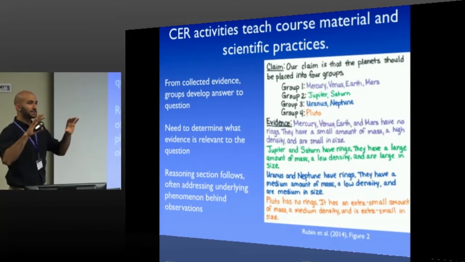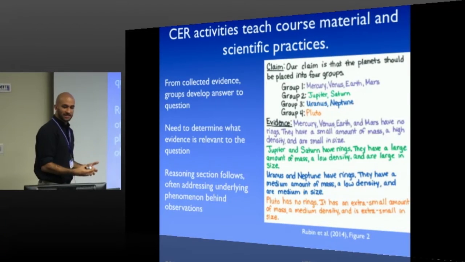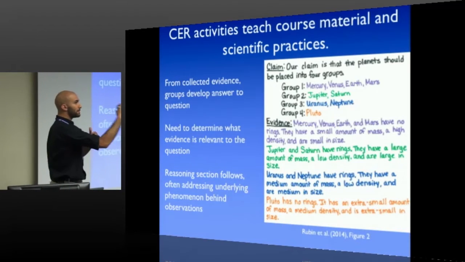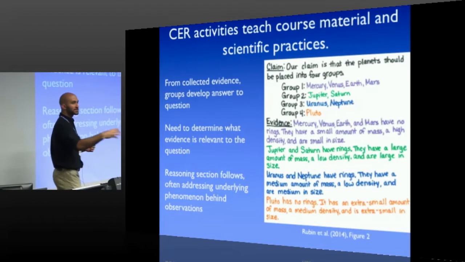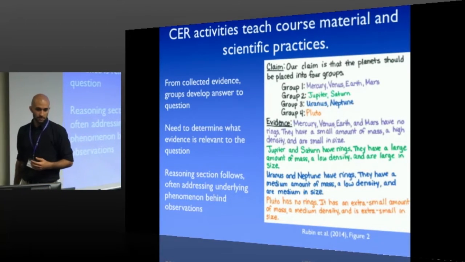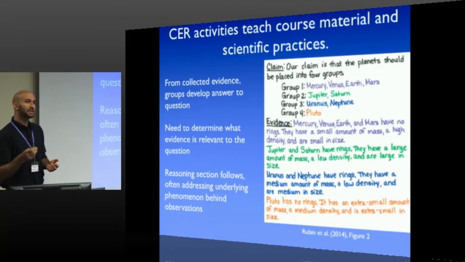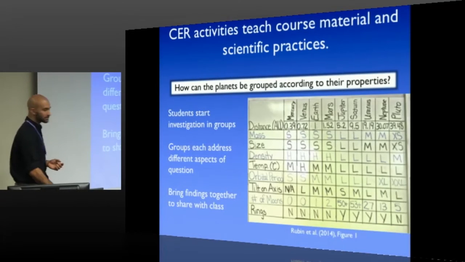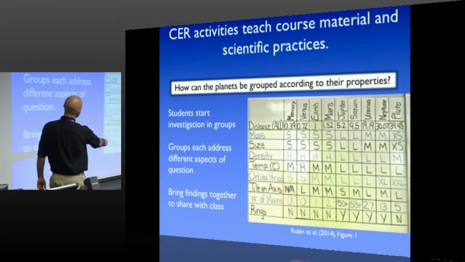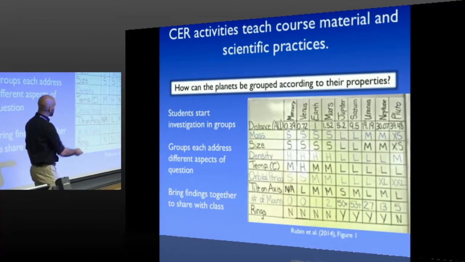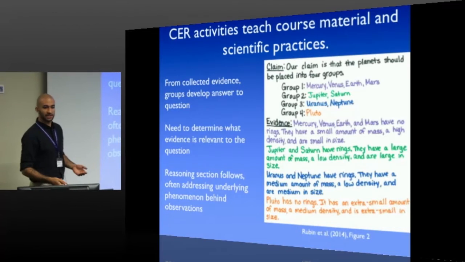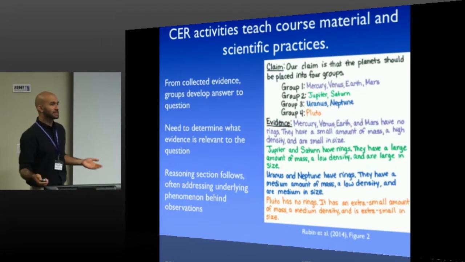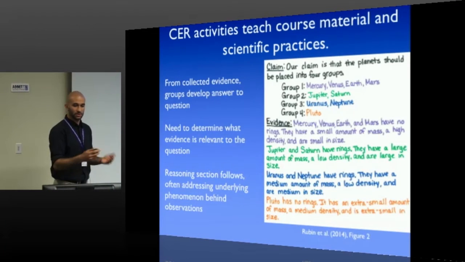Once they have this evidence collected and brought together, they start to develop an answer to this question. They have the evidence. They need to make their claims based on that evidence. Part of this also is that they need to determine what evidence is relevant to the question. If we go back, we look at things like the tilt of the axis, and that's nowhere in their evidence that's listed here. So not everything is necessarily going to be relevant to what they're trying to figure out.